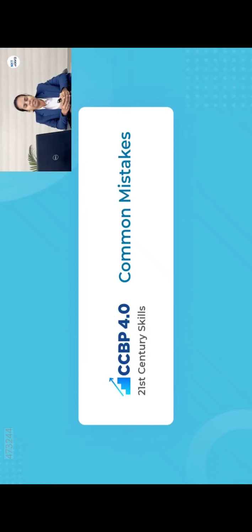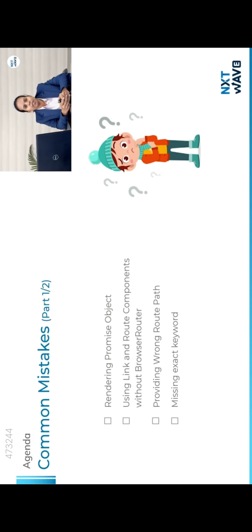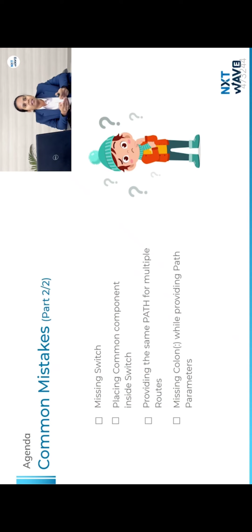Let's cover the common mistakes that you might have encountered. The first set of common mistakes are rendering promise object, using link and route components without browser router, providing wrong route path, missing exact keyword. Another set of common mistakes are missing switch, placing common component inside switch, providing the same path for multiple routes, missing colon while providing path parameters.